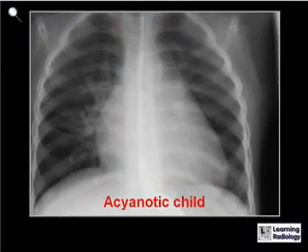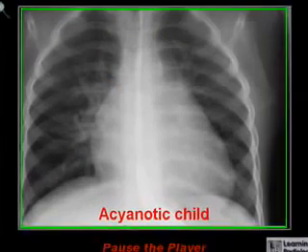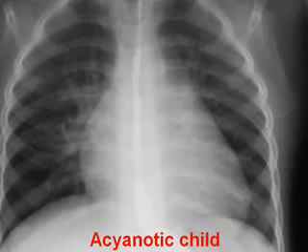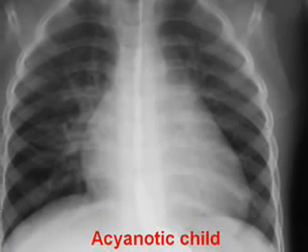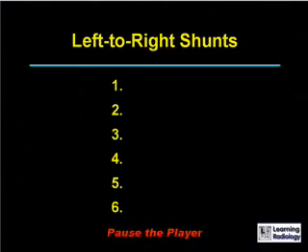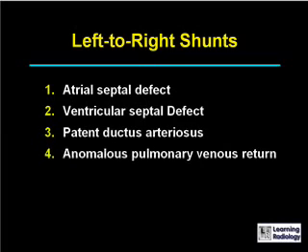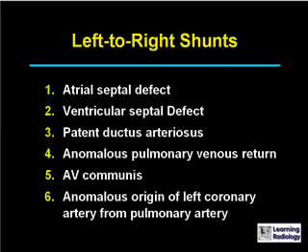This is the next differential. Pause the player. The differential diagnosis is for left to right shunts. There are 6 major causes. Pause the player. The 6 major causes of left to right shunts include atrial septal defect, ventricular septal defect, patent ductus arteriosus, anomalous pulmonary venous return, AV communis, and anomalous origin of the left coronary artery from the pulmonary artery.